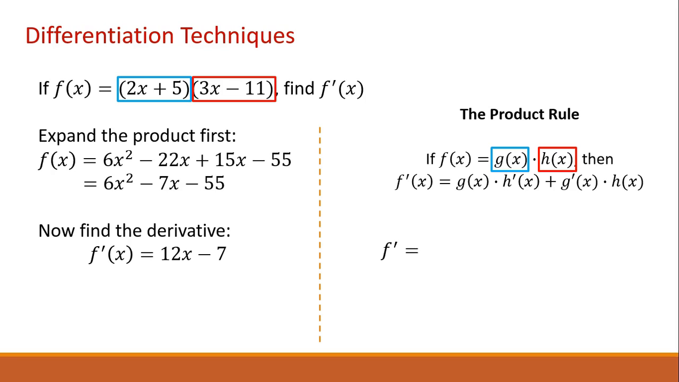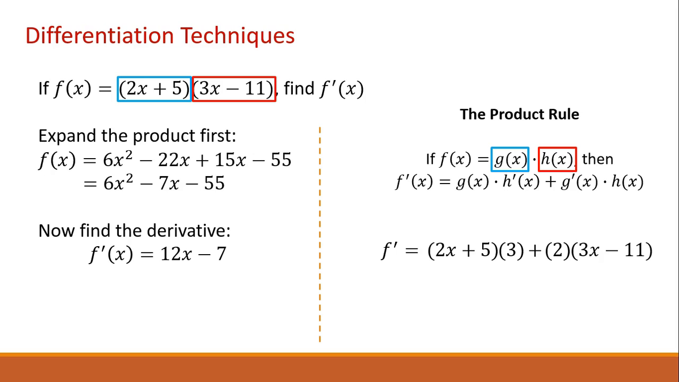So here we go. First we need our first factor, which is 2x plus 5, that's g of x, times h prime of x, the derivative of the second factor. So the derivative of 3x minus 11 is 3, plus the derivative of our first factor. So the derivative of 2x plus 5 is 2, times our second factor, times our 3x minus 11.